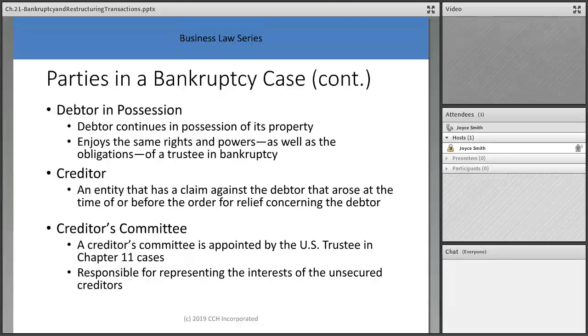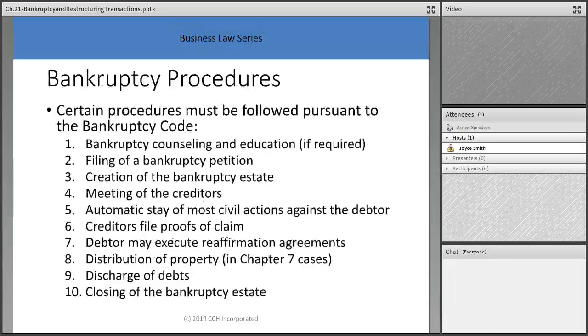We have something called a debtor in possession. The debtor continues in possession of its property. They enjoy the same rights and powers, as well as the obligations, of the trustee in the bankruptcy. We have a creditor, the entity that can claim against the debtor. We have a creditors committee. It's appointed by the U.S. trustee in 11 cases, responsible for representing the interests of the unsecured creditors. So if there's an 11-type organization going on, for unsecured creditors, they're trying to get them their money, get as many people paid as possible, and negotiate it the best way they can to get that payment done.